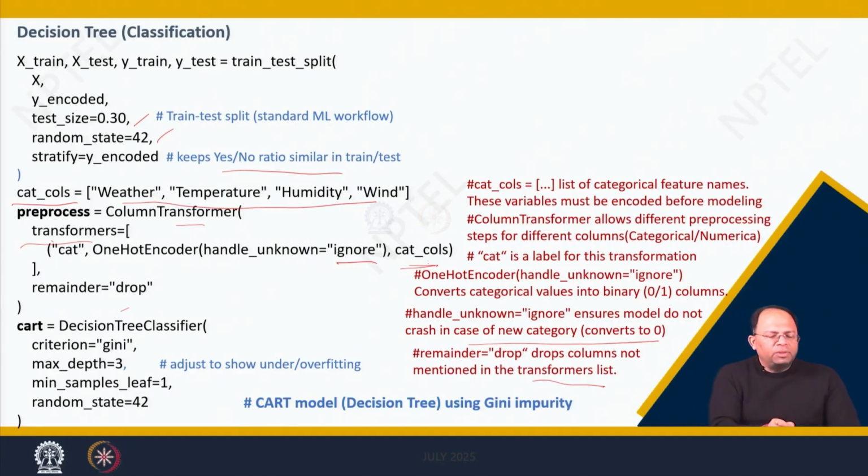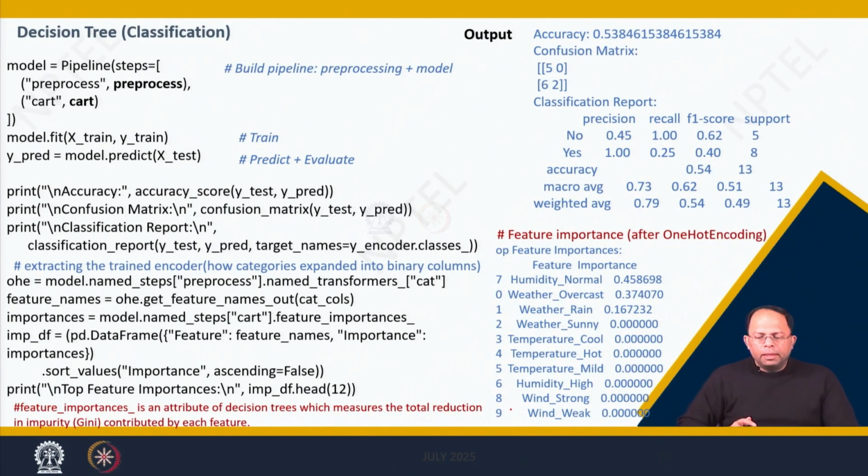And then once we have done that, we are calling the decision tree classifier, and the result will be stored in cart. The criterion is Gini, so this is where we are setting the measure. Maximum depth is 3, but we can always adjust that. Then min_samples_leaf should be 1, and random state would be 42. So this is the CART model, or decision tree, and we are using Gini impurity to find the results.